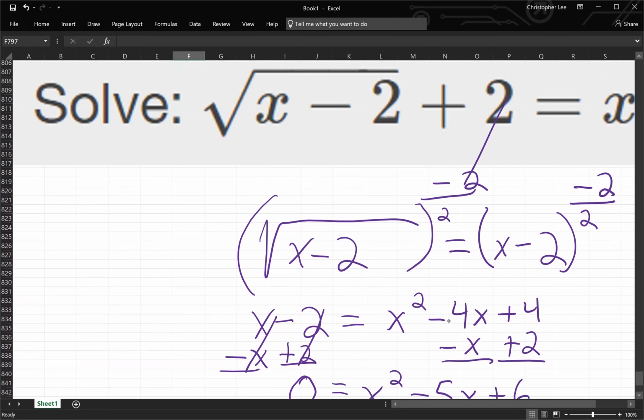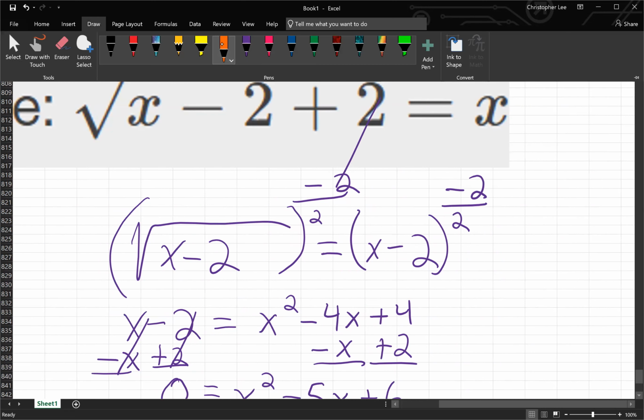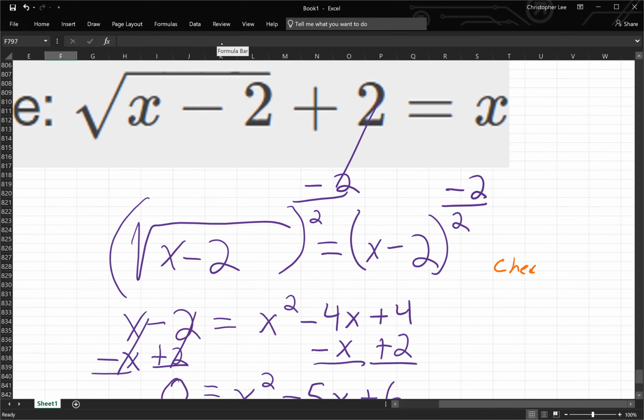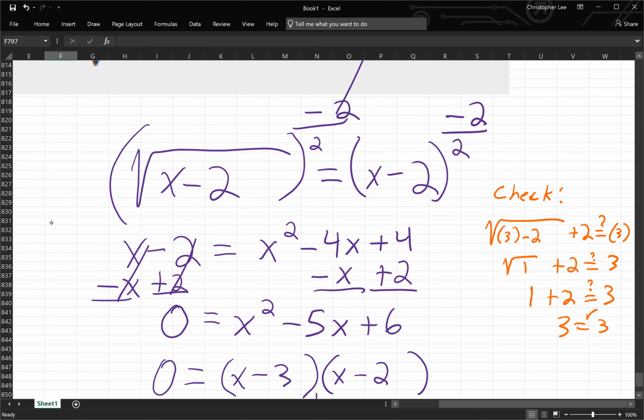All right, let's do a little check. For the check, I got the square root of 3 minus 2, plus 2, allegedly equal to 3. Let's see. 3 minus 2, what's that? That's 1, right? Plus 2, allegedly that's 3. 1 plus 2, I feel like that could be 3. And 3 is equal to 3. So we're good to go.